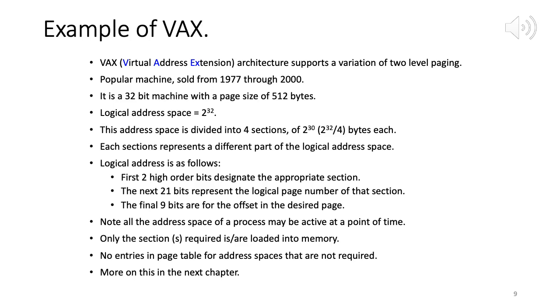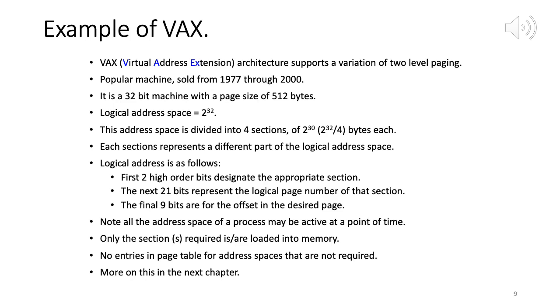Right. So if the page size is 512 bytes, 2 raised to 9 bytes, so we need 9 bits. So out of 32, 9 taken for that, 2 taken for the section, 11. 32 minus 11, 21 bits needed for the logical page number.